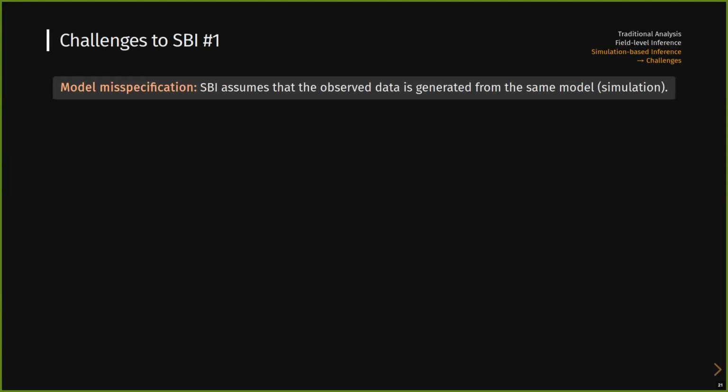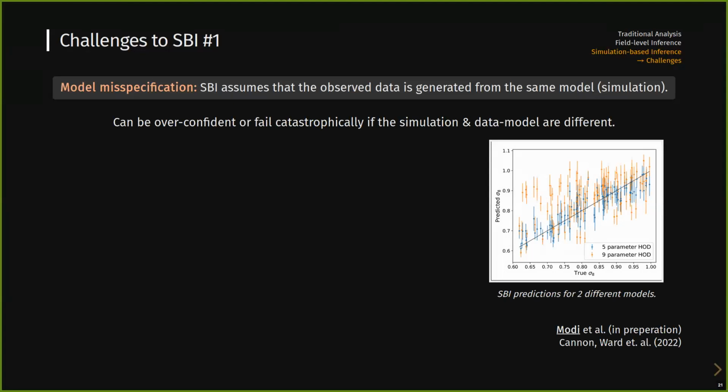So the first, and I think this is an open challenge for SBI in general, is model misspecification. SBI inherently assumes that the data that you observe comes from the same simulations that you have used to train your procedure. And when that is not true, your posterior can be overconfident or can just fail catastrophically across the board. What I'm showing here is essentially a preliminary figure from some work that I'm doing right now to test the model misspecification sensitivity of models to SBI in a cosmology setting.